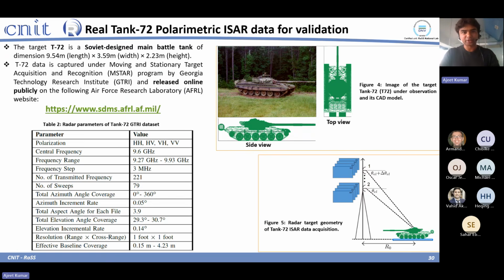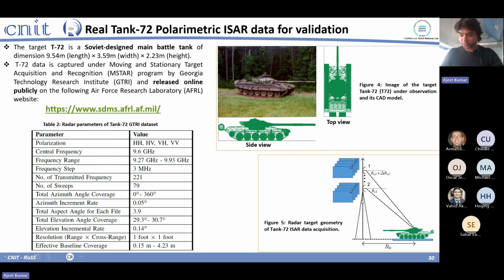This is one of the datasets which is freely available, that was acquired under the moving and stationary target acquisition and recognition mission, taken from GTRI, the Georgia Tech, and also the Air Force site. They recorded this information in a very controlled environment where they placed a Russian tank over a table, and they rotated the table, and for different aspects they calculated the data. It's a controlled inverse SAR full polarimetry data.